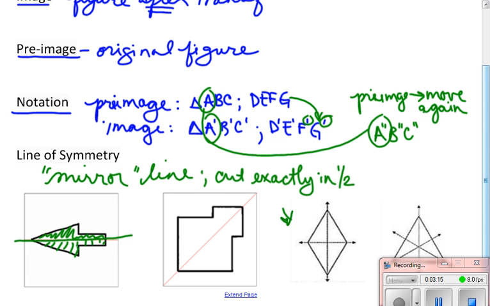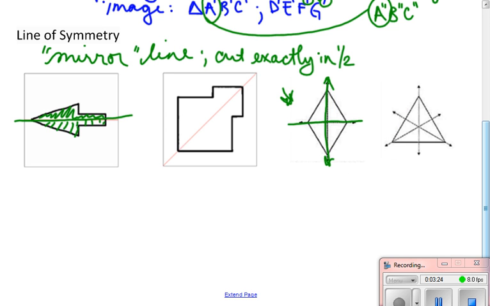Sometimes figures have more than one line of symmetry. This rhombus has 2 lines of symmetry. This equilateral triangle actually has 3 lines of symmetry. So that is a unique figure of an equilateral triangle.